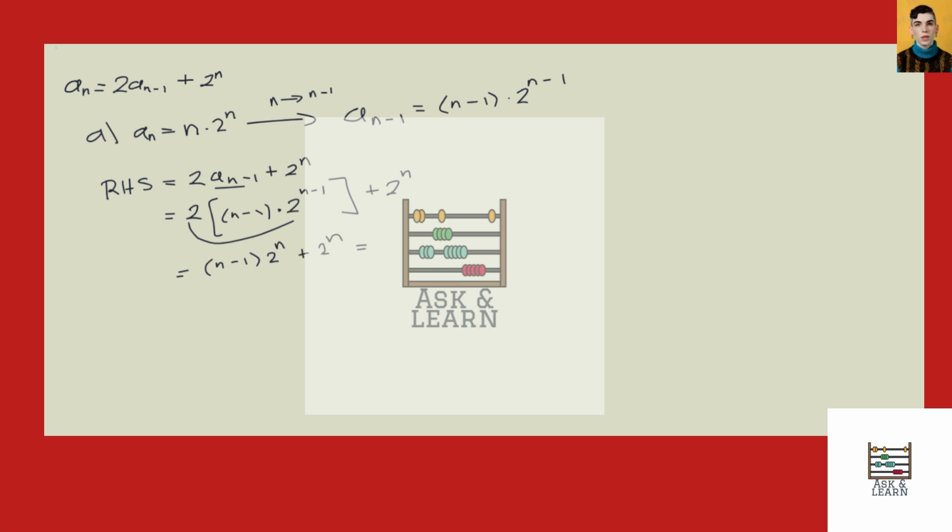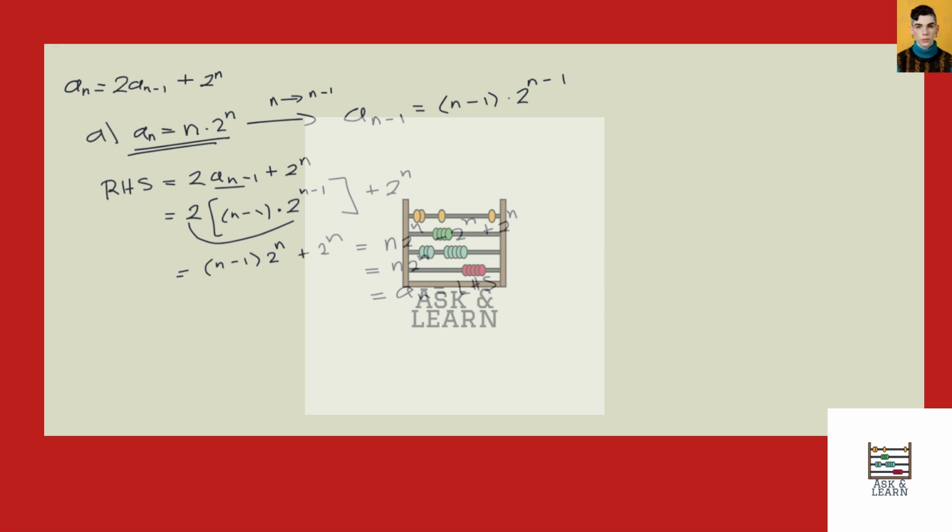Now, if we expand this, this is going to be n 2^n minus 2^n plus 2^n, so this is just n 2^n, which we know is a_n, which is your left-hand side. So therefore, this is a solution to your recurrence relation.